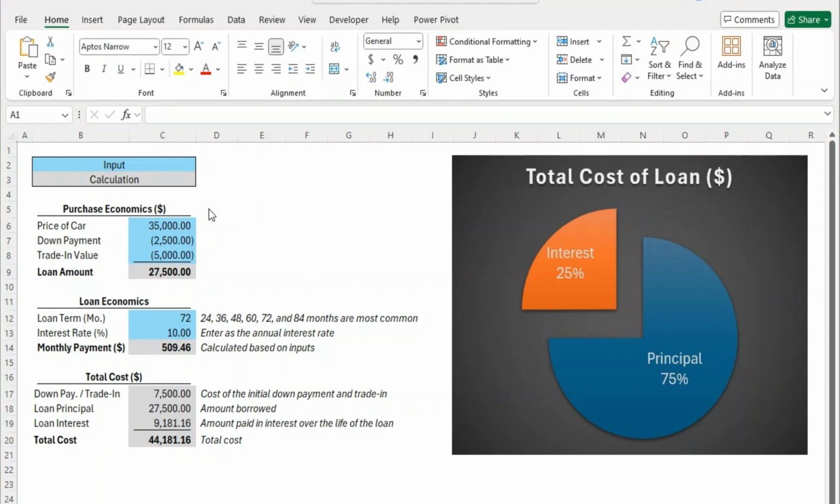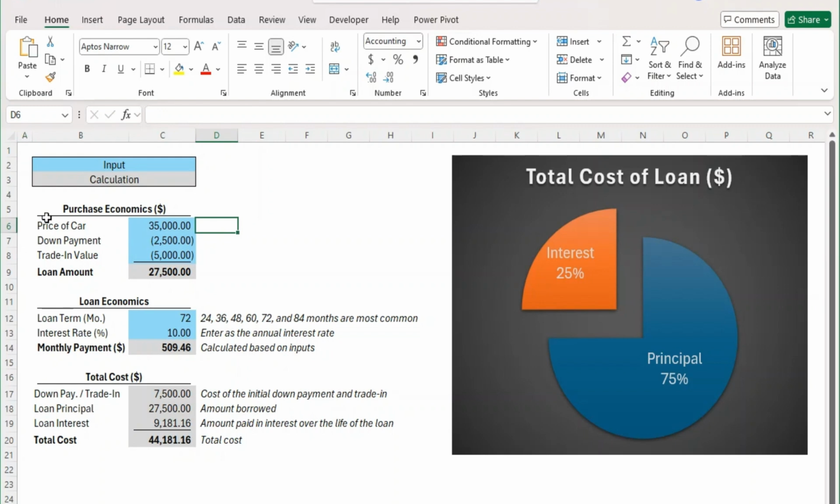We have a couple sections here to look at. As always, the inputs are going to be shaded in blue, and then any calculated fields will just be in this gray color. To start, we're going to look at what we're calling purchase economics. So, what is the price of the car? This should be the actual negotiated price of the car. Maybe it's the MSRP. Maybe you can get a little discount. Whatever you're walking away from the dealership as the price of the car, that's what you should put in here.